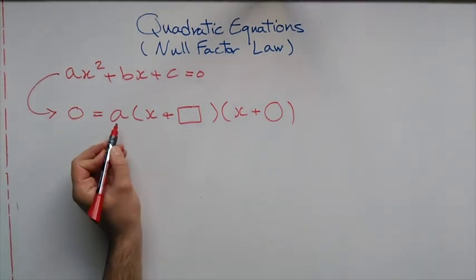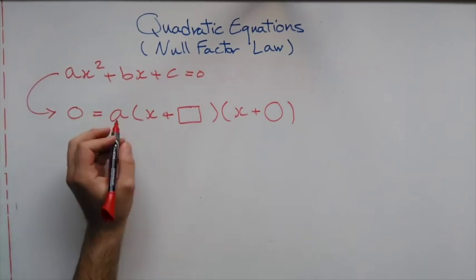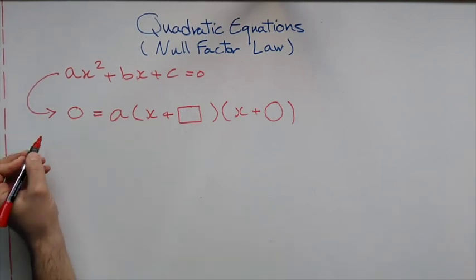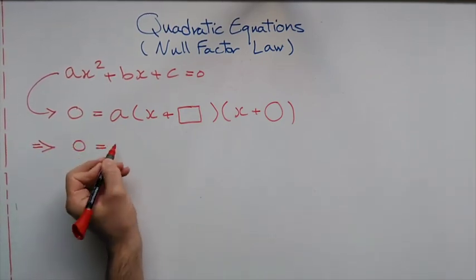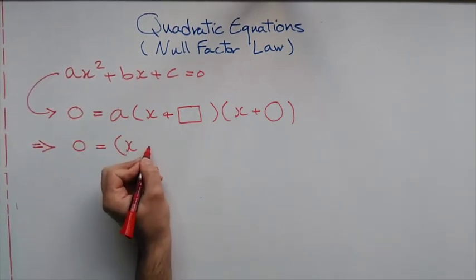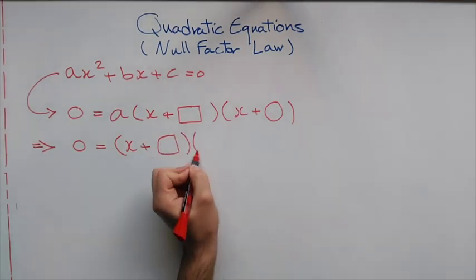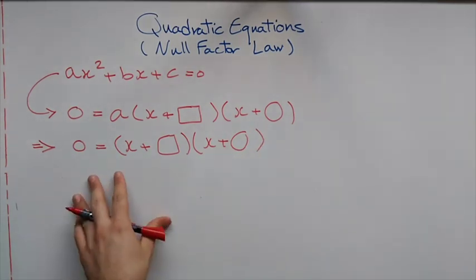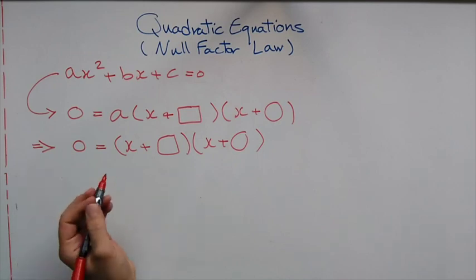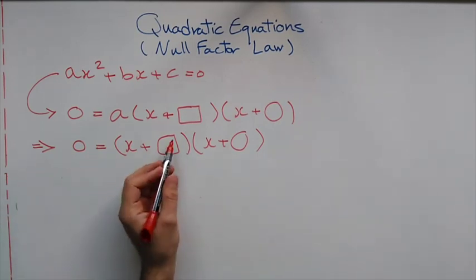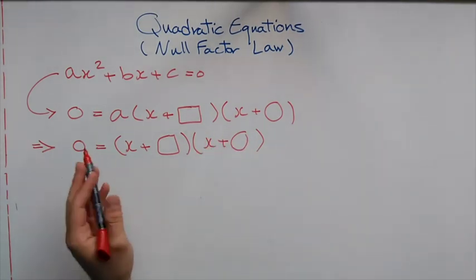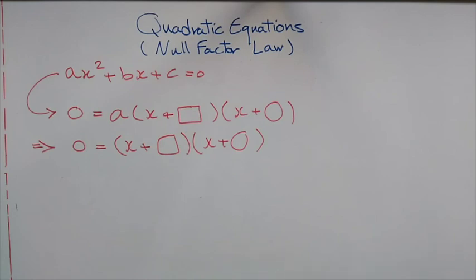In our first examples, a is usually equal to 1, which means it will become invisible. So let's think that a is 1. Then 0 will equal x plus the unknown value times x plus the other unknown value. And then you know the rest: either x plus square equals 0, or x plus circle equals 0. So basically, we know that.